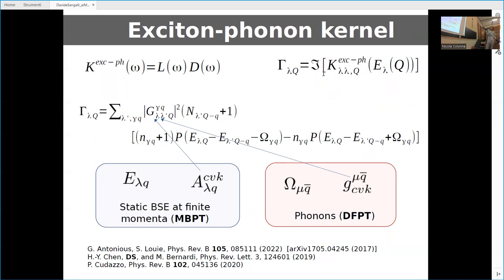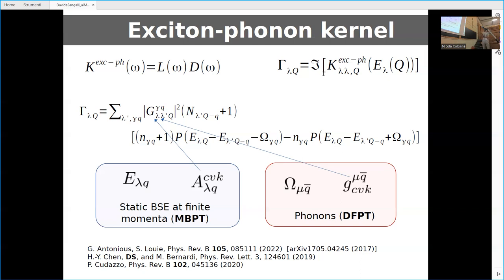So this is how it looks if it is written within the formalism of ab initio many-body perturbation theory. In particular, we have a conceptually simple part. My initial exciton can be transferred via exciton-phonon interaction to a finite momentum exciton via the emission or absorption of a phonon with this momentum. And this is affected by the phonon populations and exciton populations, of course.